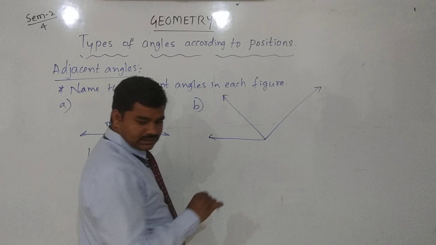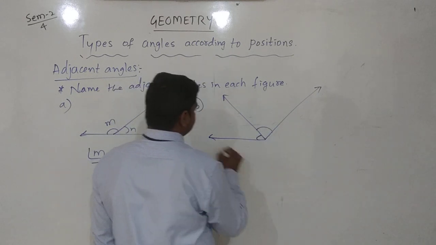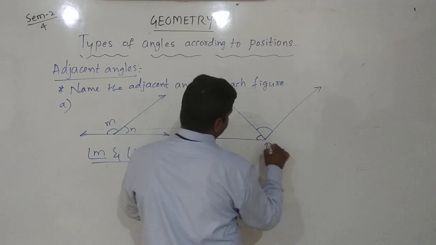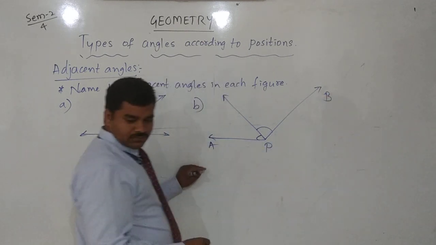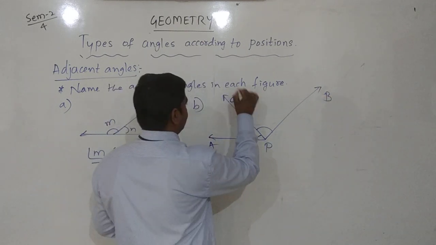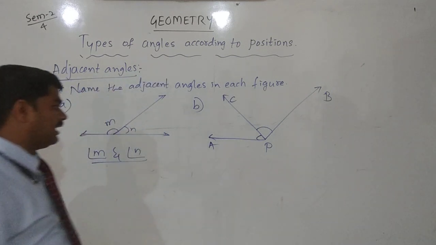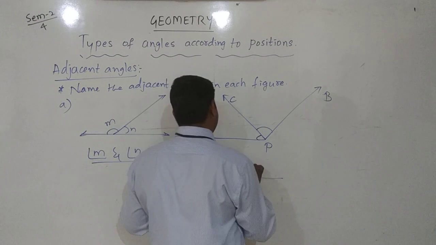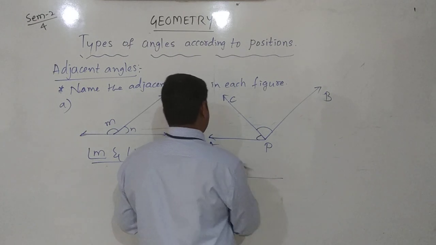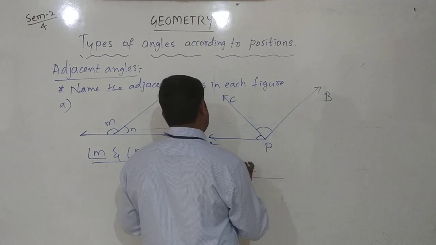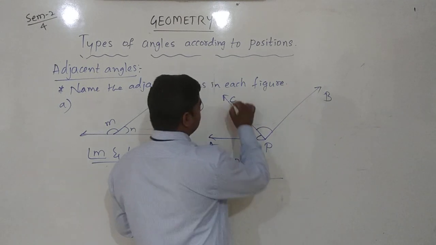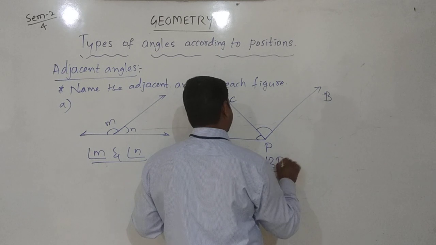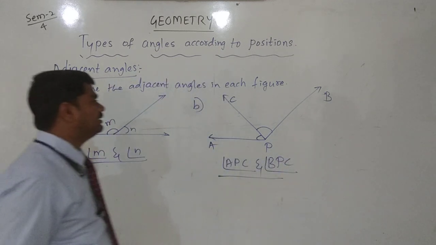These are the adjacent angles here: APB, and one more, C. Which are the adjacent angles? This is angle APC. You can write angle APC and angle BPC. BPC and APC are the adjacent angles.